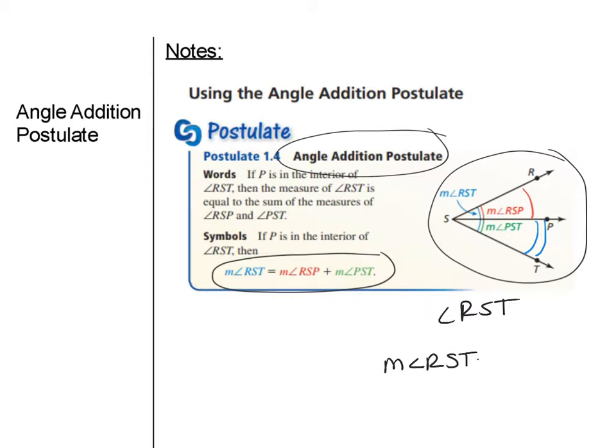If I had the measure of angle RST, the big angle, and I subtracted the measure of angle PST, what would I get? Oops, sorry, let me write that down for you. If I took the angle RST, the big angle, and I subtracted angle PST, one of the smaller angles, what would be my resultant angle? RSP. So on those problems, they'll be replaced with variables and things, and then you'll have to apply that angle addition postulate. Questions?